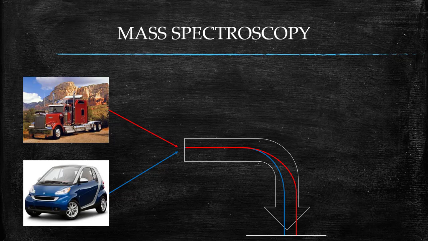And as you can probably guess, they start off right next to each other. But the smart car for two, being lighter, can corner more quickly, and so it makes a tighter turn, and we see that the smart car for two will hit the barrier to the left of the Kenworth cab. Mass spectroscopy works in a similar manner.